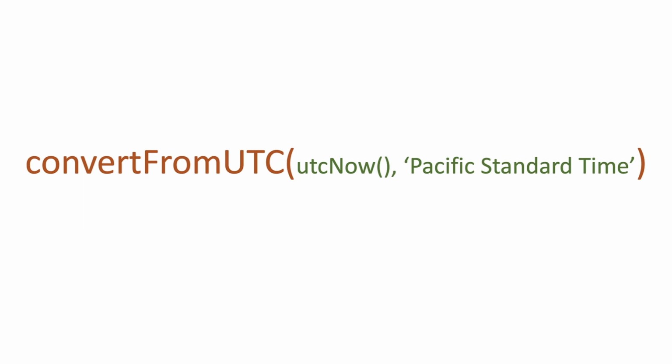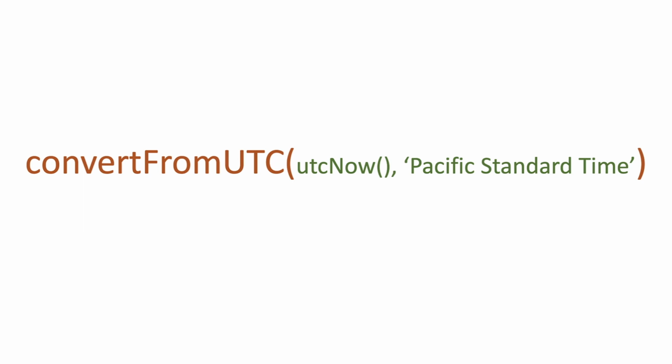Now the ConvertFromUTC function allows you to pass in a time, which is obviously the UTC now, or a UTC time that's static that you may want to convert, and then you can pass in a specific time zone that you want to convert to. So in this instance, what we've done is we've got ConvertFromUTC, we're passing in UTC now because we want the date and time right now, and then we're passing in Pacific Standard Time.